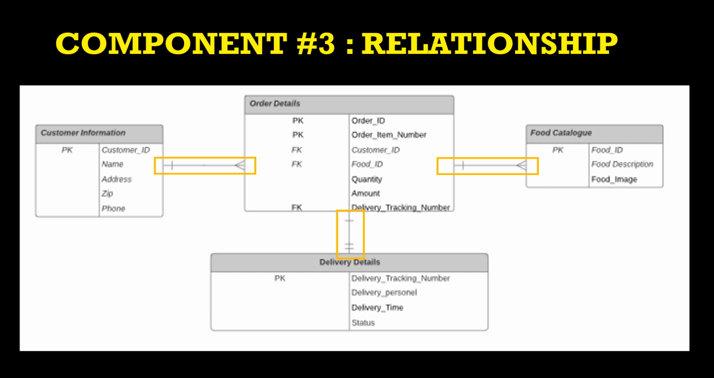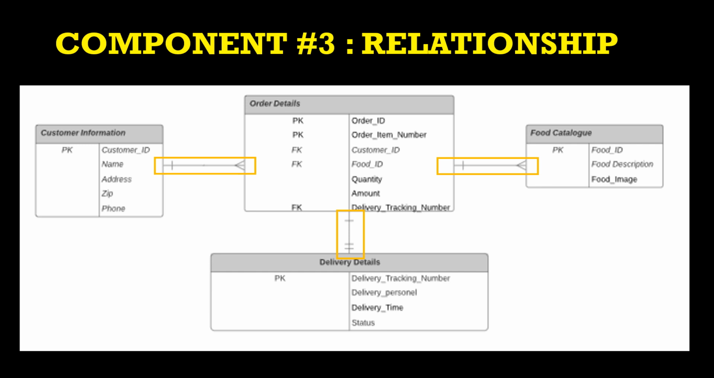Relationship type number 1, one-to-many. Let us look at the relationship between customer and order details. One customer can have many orders. Hence, the relationship is denoted by the one-to-many symbol as shown in the diagram. Similarly, the relationship between order details and food catalog is also one-to-many. That is, one order can consist of many food items.